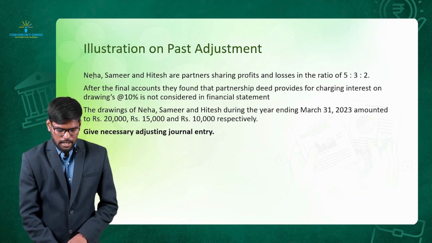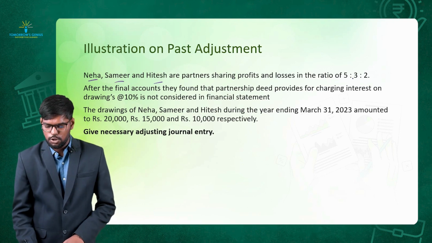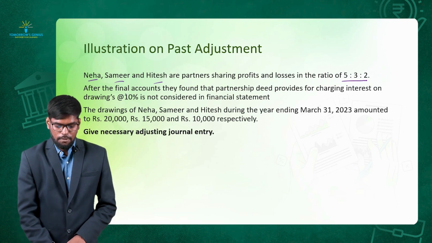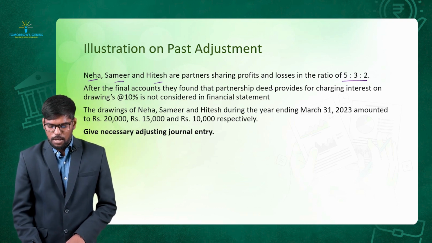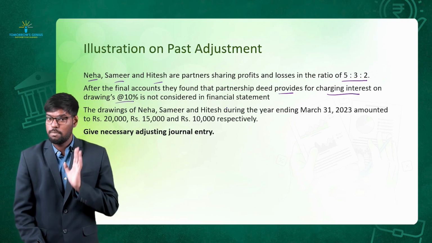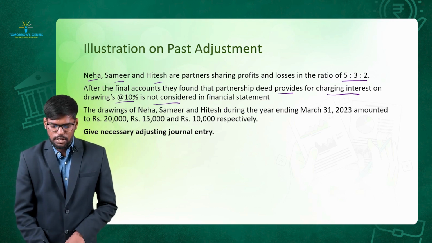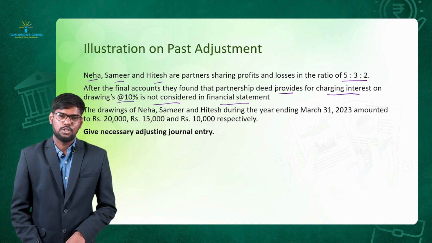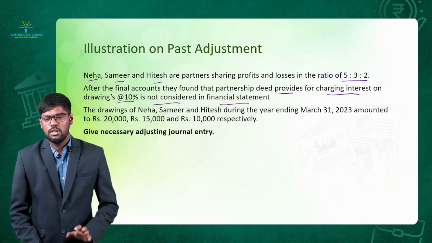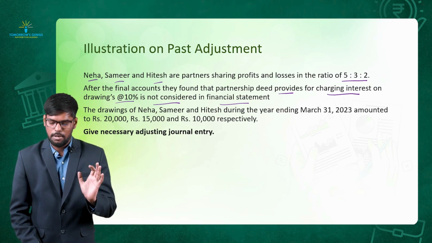See, Neha, Samir, Hitesh are partners sharing the profits and losses in the ratio of 5:3:2. After final accounts, they found that the partnership deed provides for charging interest on the drawings at the rate of 10% per annum. This was not considered in the financial statements. So as per the partnership deed, 10% interest on drawing is provided, but they have not recorded this in the previous year.